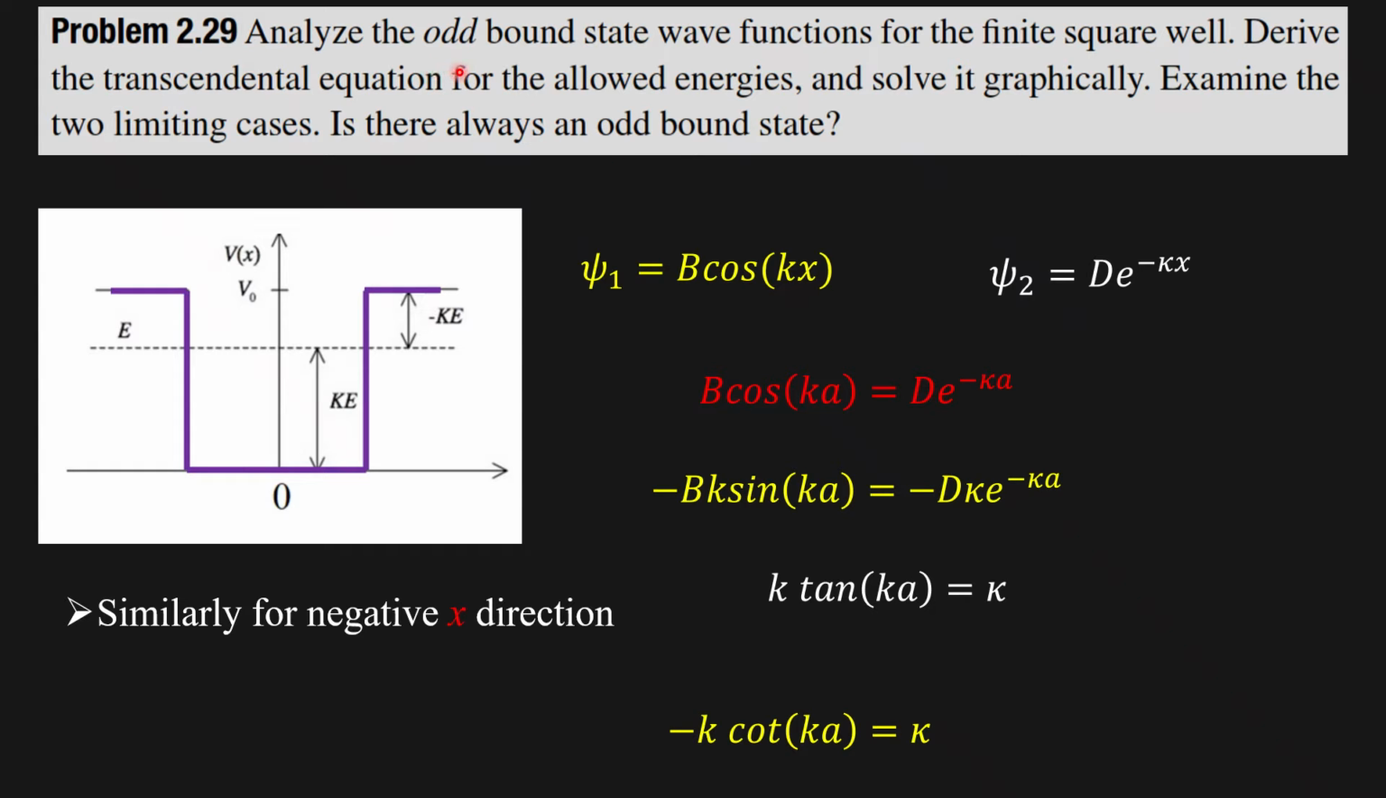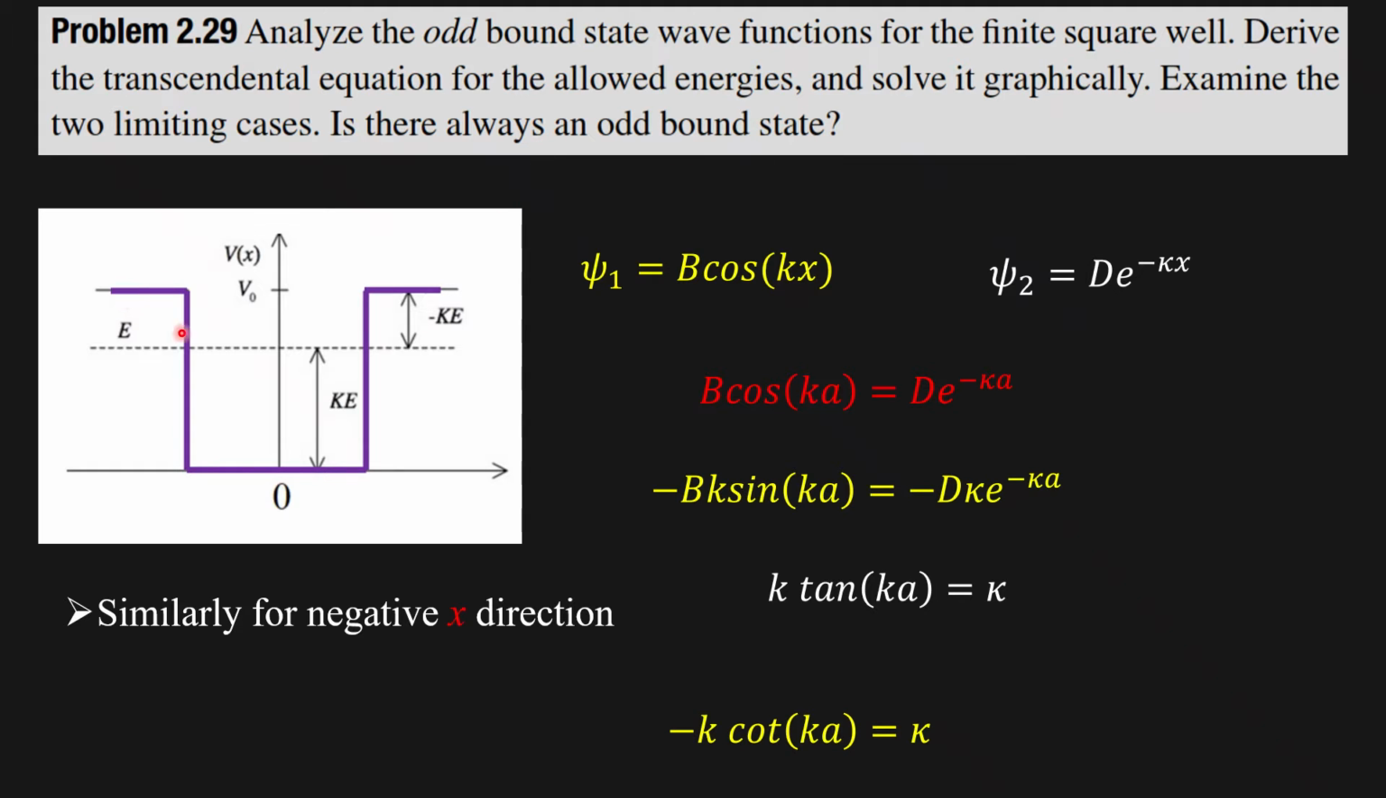I have already derived this transcendental equation in my theoretical lecture on the finite square well potential. I don't want to repeat it here. Please kindly refer to my lecture on the finite square well potential. And the graphical solution, we are going to see here. And examine two limiting cases. Is there always an odd bound state? These are the questions to be addressed.